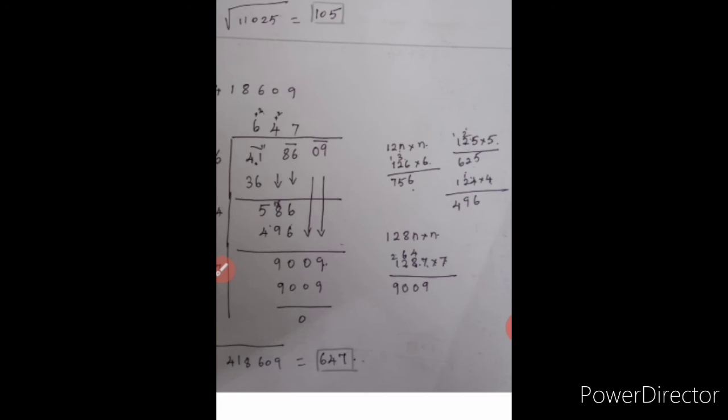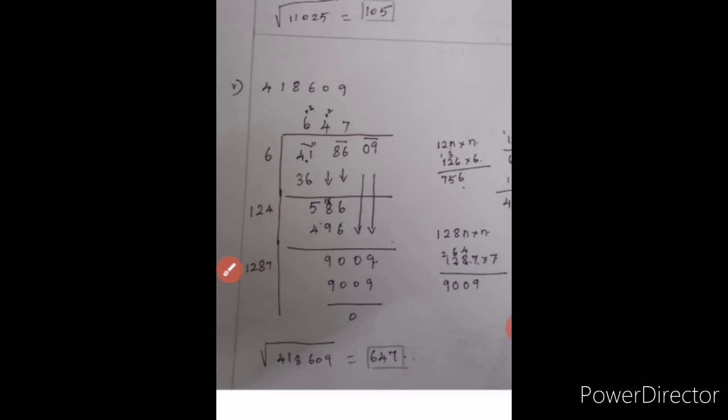So first try with the 4, that is 124 into 4. 4 4s are 16, 6 carry 1, 4 2s are 8, 8 plus 1 is 9, then 4 1s are 4. So write 4 in the divisor and 4 on top. 124 into 4 is 496. So 589 minus 496 is 93.